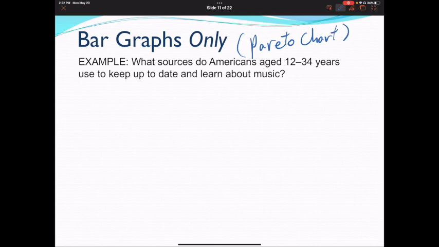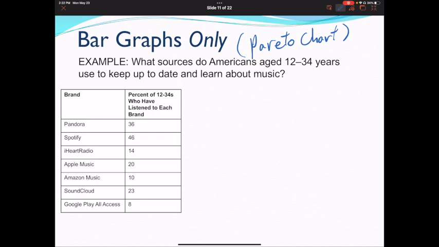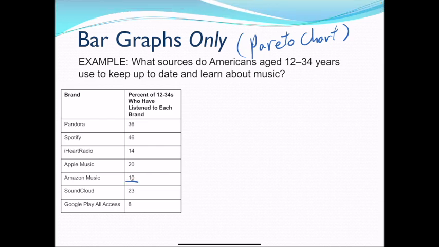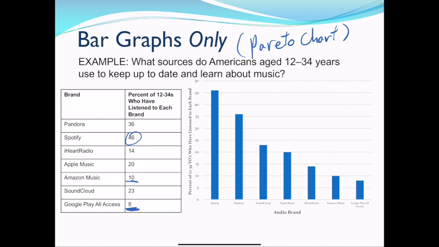What sources do Americans aged 12 to 34 years use to keep up to date and learn about music? No promises that this data is accurate. By accurate, I mean current. Here we have our table, and I can see that the least amount of people use Google Play and the most use Spotify. That tracks, right? But if I arrange them from smallest to largest, because they're categories with no numerical order, I can see right away that Spotify is the greatest and Google Play All Access is the smallest. Whereas before, with just a table, I'd have to search the whole thing.